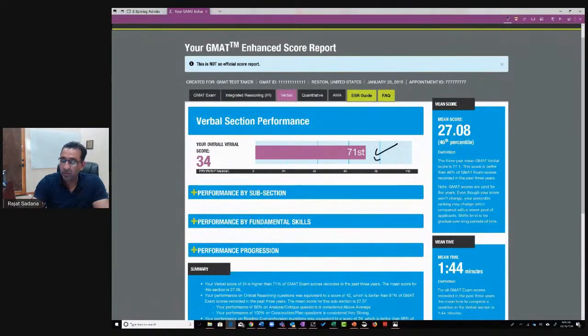One is, again, I'm in the verbal part. You see the overall verbal score. The second is you see this performance by subsection. I'm going to expand that. It probably is the most important data point.